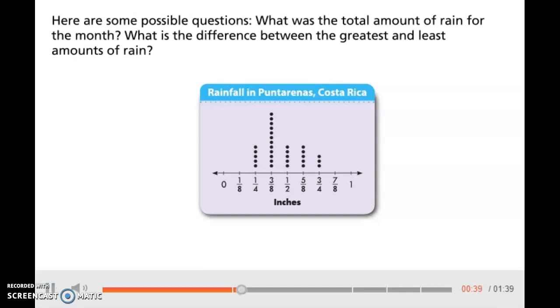Here are some possible questions. What was the total amount of rain for the month? What is the difference between the greatest and least amounts of rain?